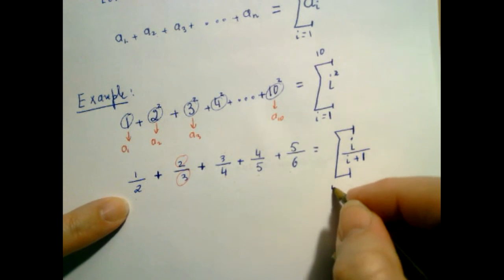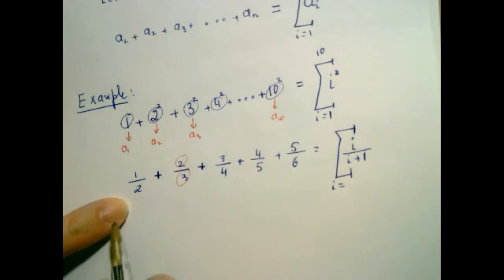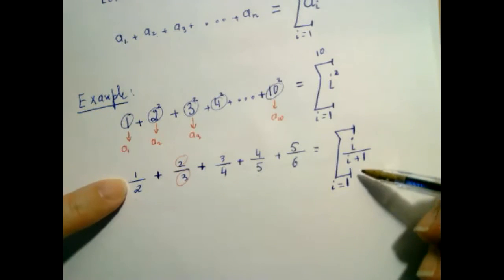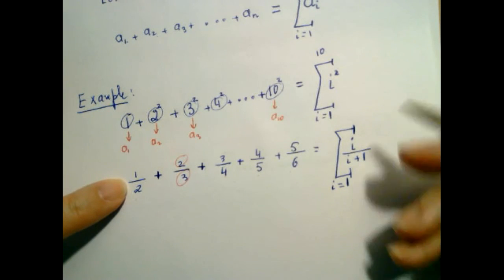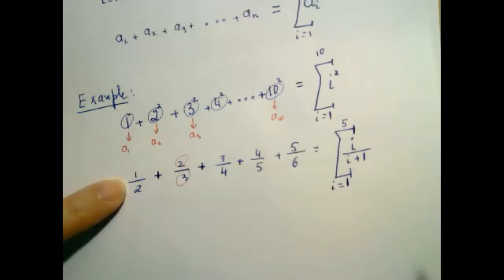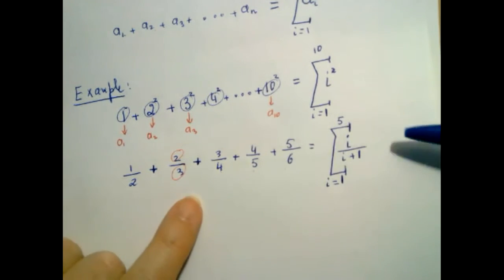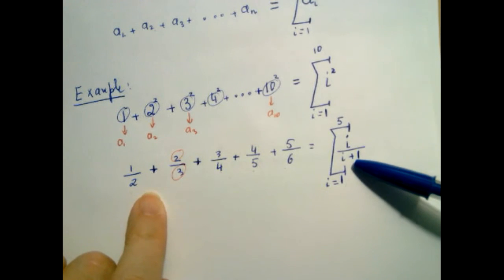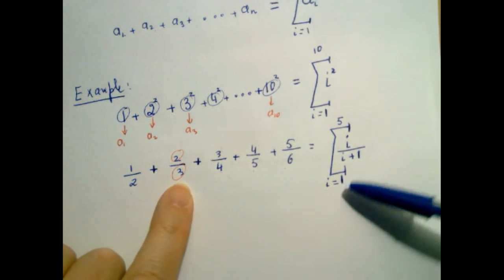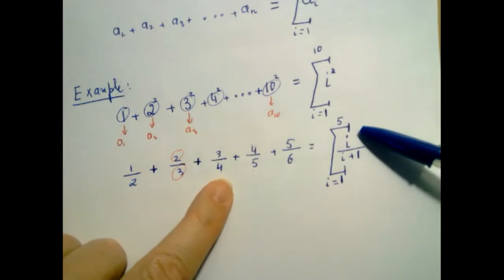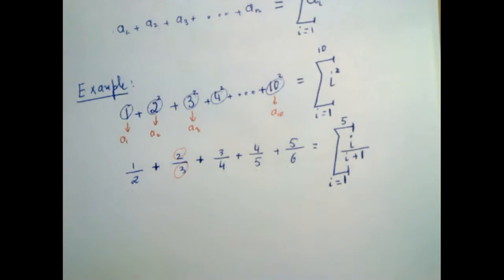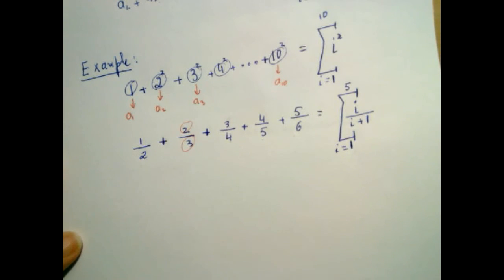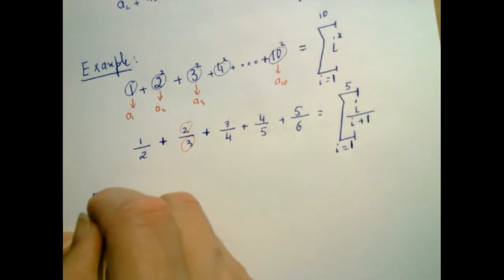And my i goes from where to where? Here I have to check. I start at 1. So if i is 1, I'll have a half. And the last i is equal to 5. So now let me go backward and make sure I'm doing it right. If i is 1, I will have 1 over 1 plus 1, which is a half, plus 2 over 3, plus 3 over 4, and so on and so forth. Now I'm going to move backward.